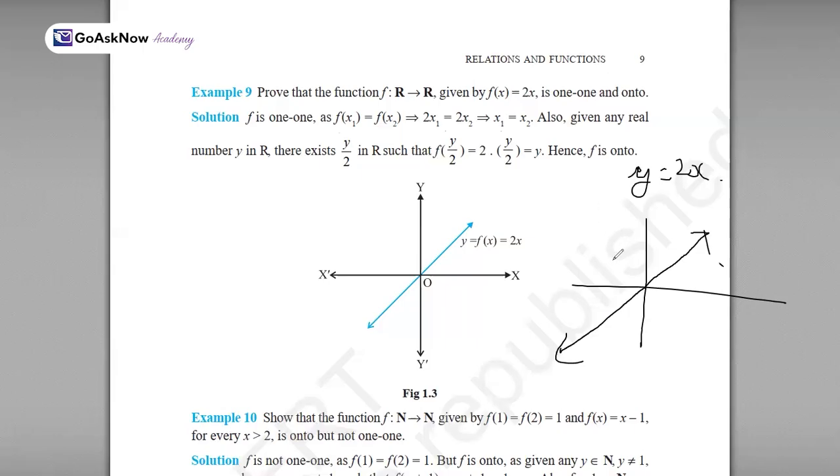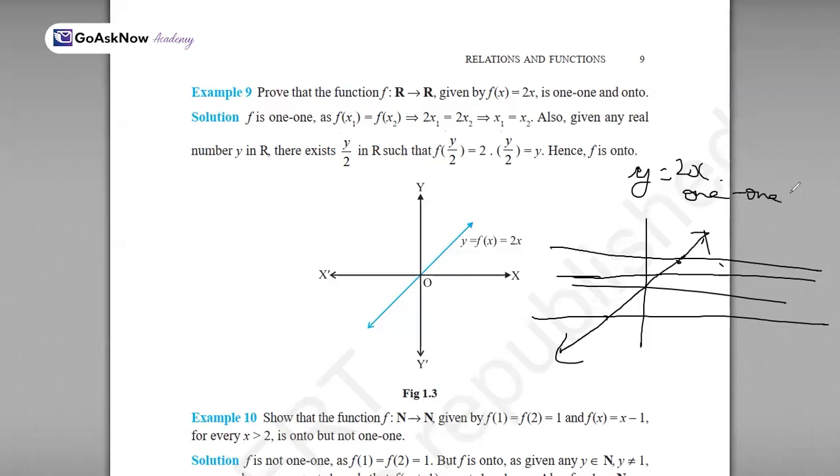Parallel to the x-axis, if it cuts at one point, it is a one-one function. Here also it will cut at one point. At any point you draw a line parallel to the x-axis, it will cut only at a single point of the given function. So it is a one-one function. Okay, one-one function. And also it is onto.